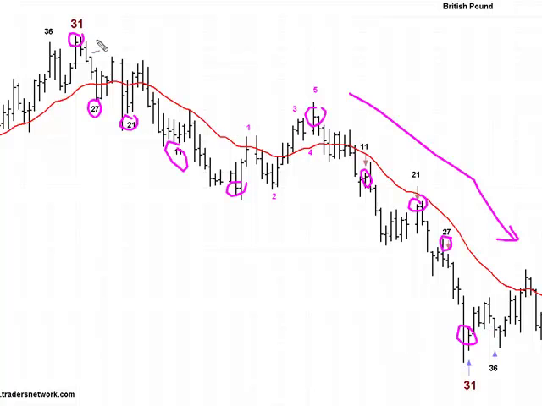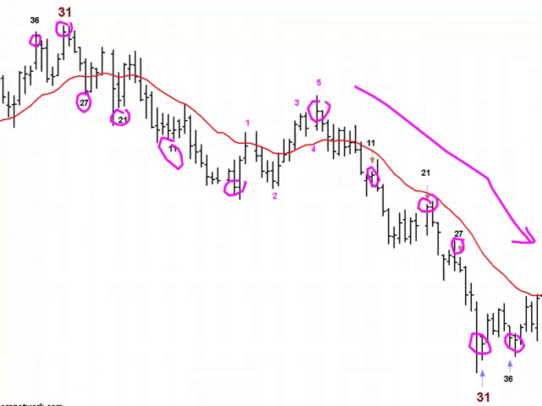And then just for fun on this chart, I continued to count out to the previous high, which was 36. As you can see, that also came back and helped us identify a little bit of a low before the market went into a kind of a consolidation pattern.